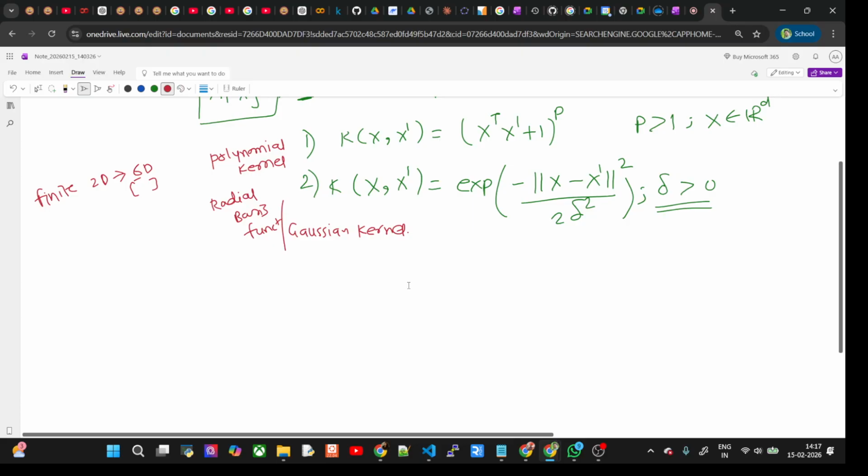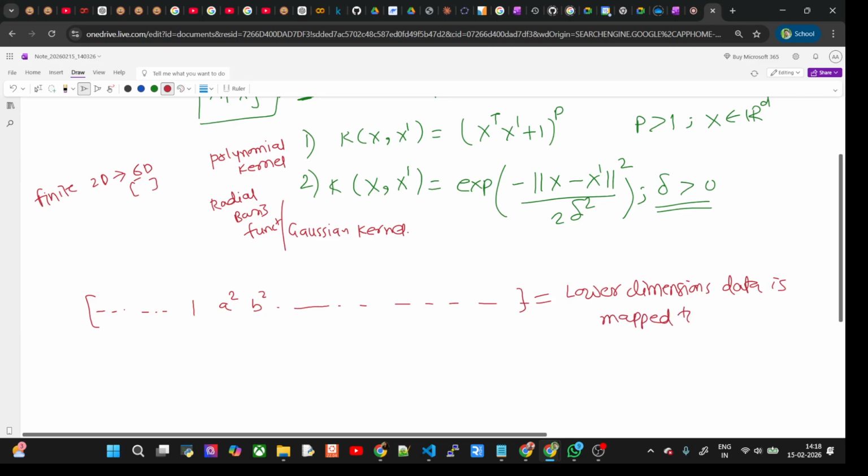So I cannot say, okay, this is a vector having a squared and b squared and so on. It is not possible in the infinite domain. So how can I say it? Instead of writing it like this, your lower dimension data is mapped to some function. What is that function?